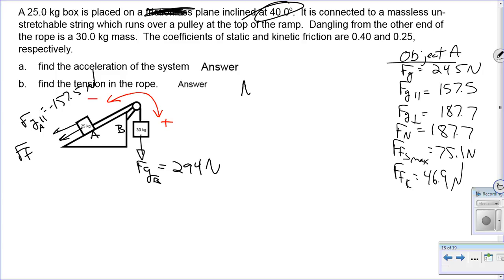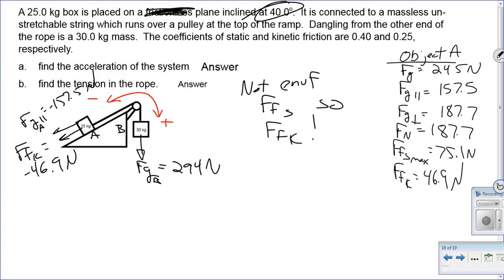So there's not enough. So my kinetic friction is negative 46.9 newtons. Everybody okay with how I need to jump to kinetic? Yeah. So it's negative 157.5.